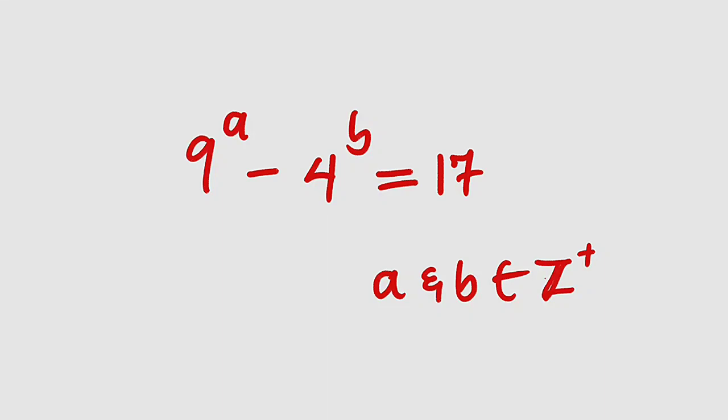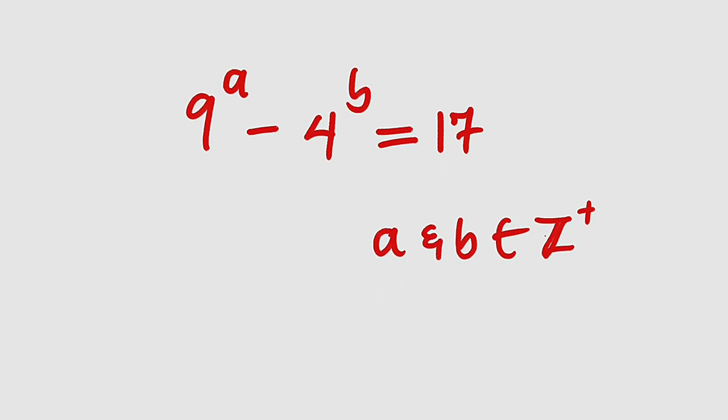Hello, good day viewers. In this tutorial, we are going to find a solution to this Diophantine equation. We want to find the values of a and b that will satisfy this equation, 9^a − 4^b = 17, for which both a and b are positive integers. Alright, let's get started.